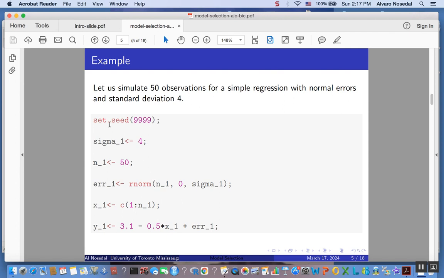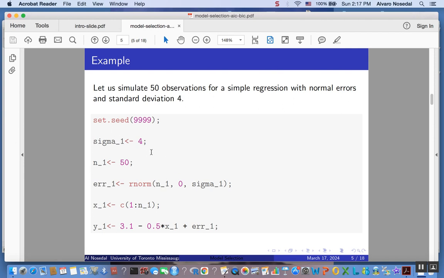As you can see with this set.seed command, we're going to be producing a random sample, but by using the same seed, every time that you do this, you will get the same random sample. So you're going to be getting the same results. If you exclude this command, you're going to be getting a different sample every time you do this.